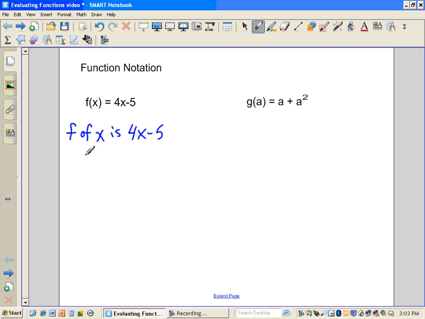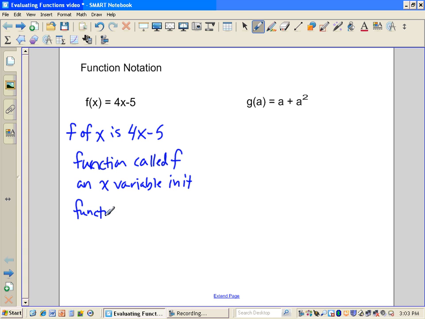What this means is that there is a function called f, it has an x variable in it, and then the function itself is 4x minus 5. So this f with the parentheses and the x in it is read f of x. That's how we're going to say that.